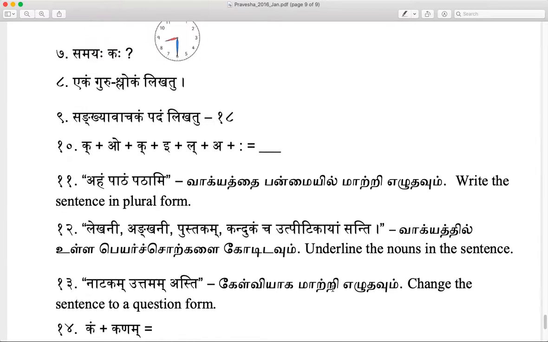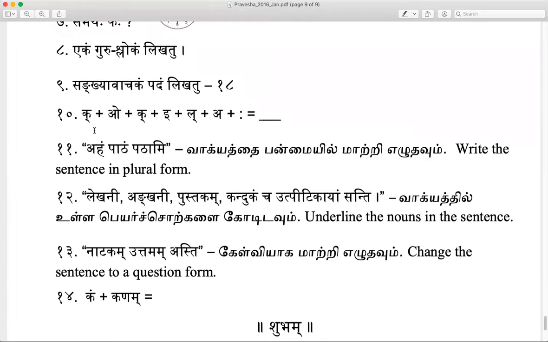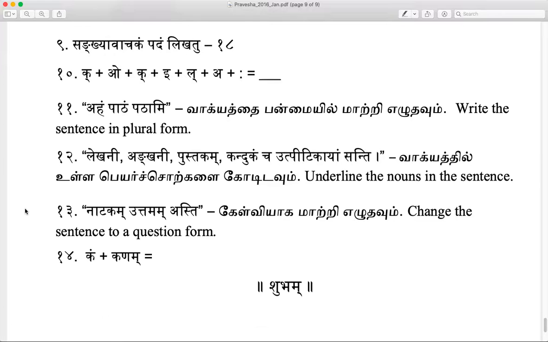Sankhyayam Padam Likhatu. Ashtadasha Patam Patami, vakyam. Right, sentences. And this one? Padam Patam. This one? K, O, K, I, L, A. Ko, Kokilaha. Aham Patam Patami. Vayam, what is the Bahuvachan? Vayam Patam Patamaha.